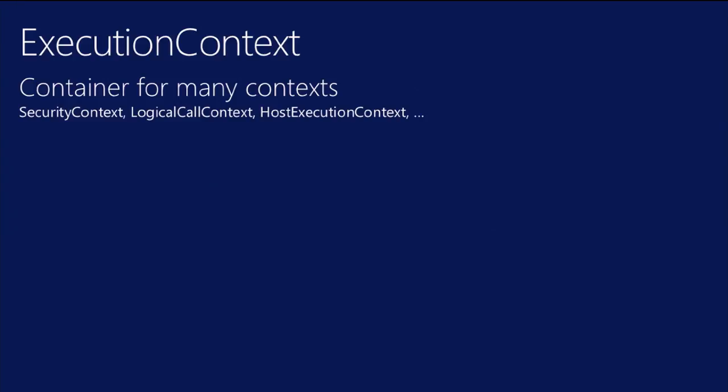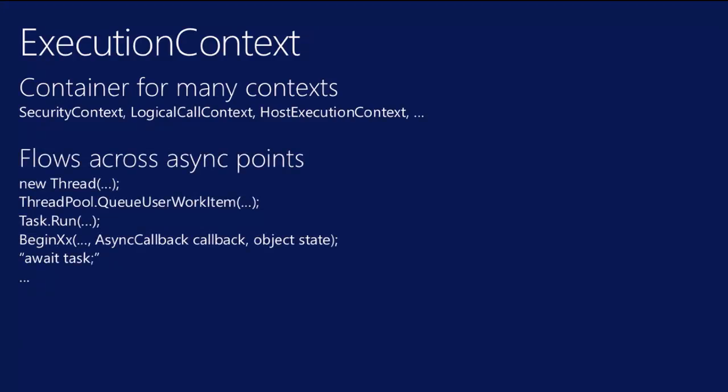This execution context is something that's explicitly flowed when you switch threads, when you say Task.Run, when you say new Thread, when you say QueueUserWorkItem, all these different ways that you move between different threads or spawn new work. These are execution context aware, and they have been for a while.